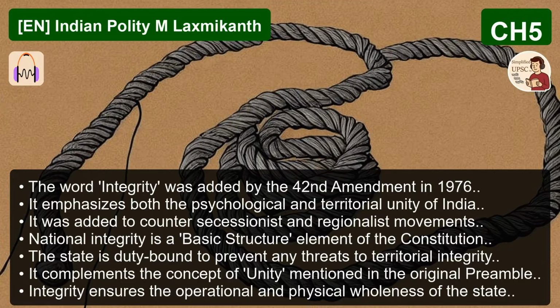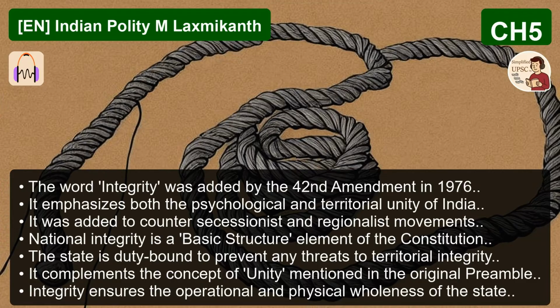Arguably the most difficult objective to measure and secure, focused on promoting a feeling of brotherhood. Fraternity is the ultimate cohesive force. Without a sense of brotherhood, the principles of justice, liberty, and equality cannot survive in a diverse, vast nation like India. It's rooted in two main components: Which are? Assuring the dignity of the individual and assuring the unity and integrity of the nation.